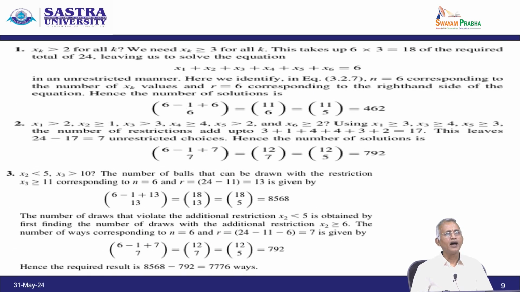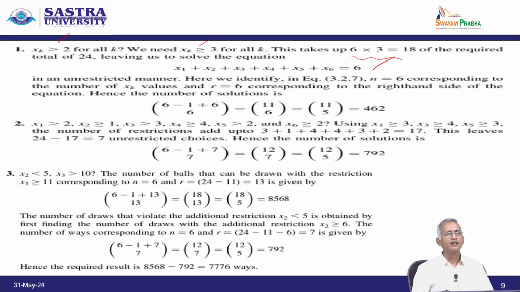Now, we have a lot of assumptions. We have to take xk greater than or equal to 3 for all k, therefore, we have the possibilities of totally 6 variables, starting from xk equal to 3, therefore 6 into 3 equal to 18 of the required total of 24. Let us solve the equation x1, x2 and so on up to x6 in an unrestricted manner.